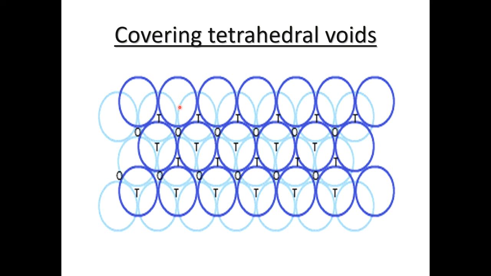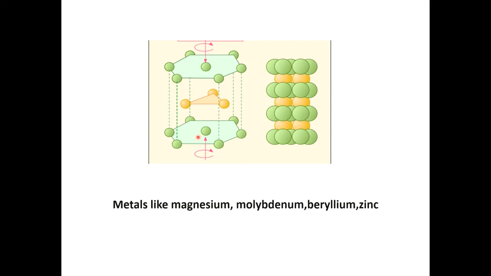So its pattern is ABAB. That way, the first layer is A, second B, third A, the same pattern ABABA. Examples are metals like magnesium, molybdenum, beryllium and zinc. These are examples of covering tetrahedral voids in 3-dimensional hexagonal close packing.